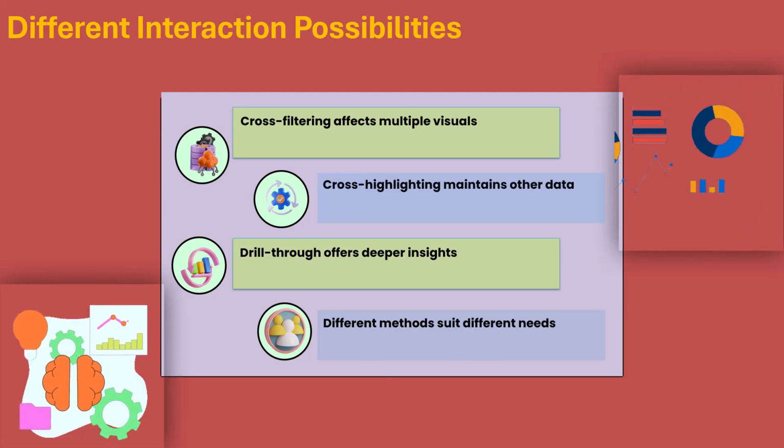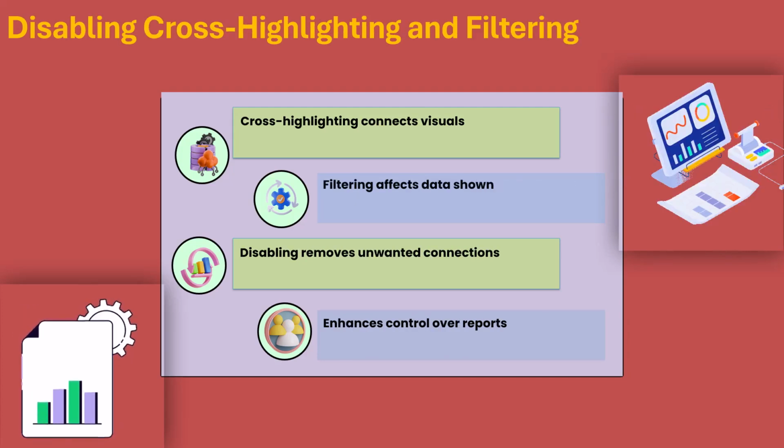Power BI lets your visuals talk, but are they saying what you want? There are different interaction possibilities, including cross-filtering, cross-highlighting, and drill-through. Each serves a specific purpose. The trick is choosing the right one for your needs, like deciding between an espresso or a cappuccino. Pick wisely.